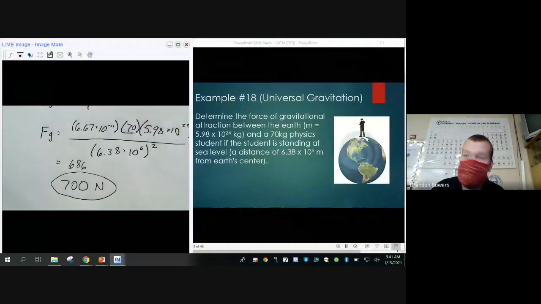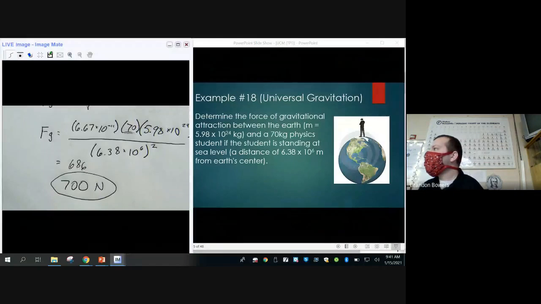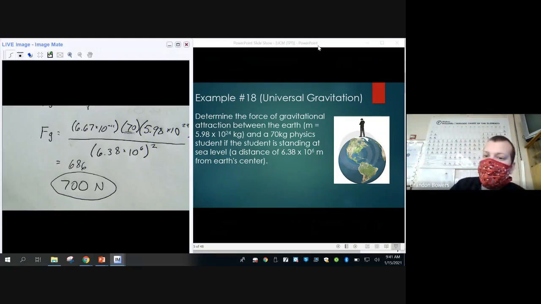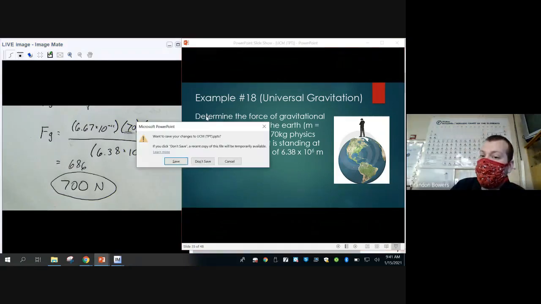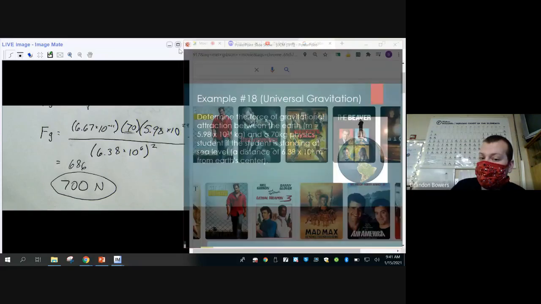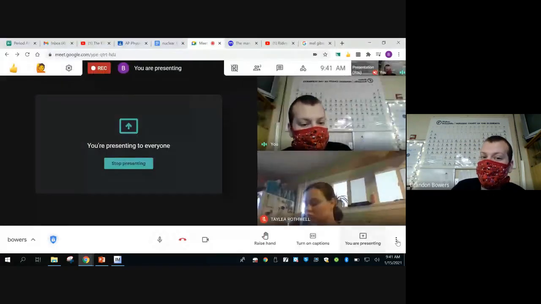Mr. Valley? Yes. Why is this equation kind of similar to Coulomb's law in chemistry? Coulomb's law. Why is it similar? I don't know why it's similar.